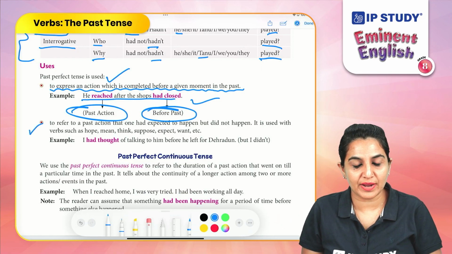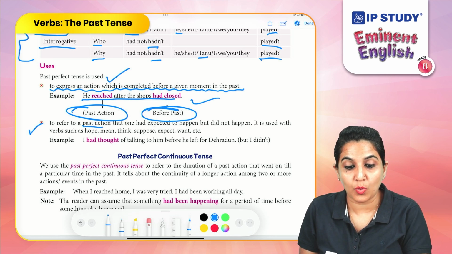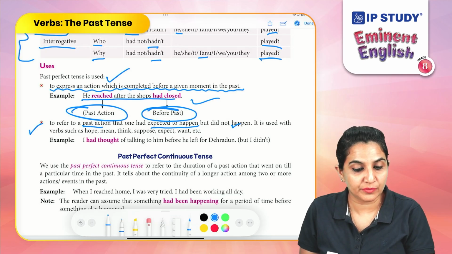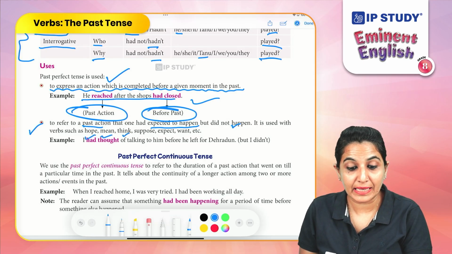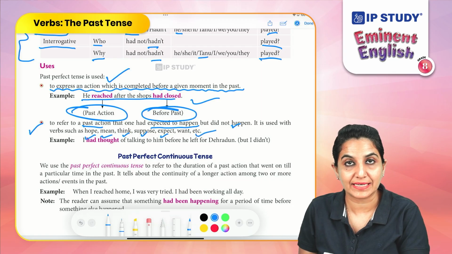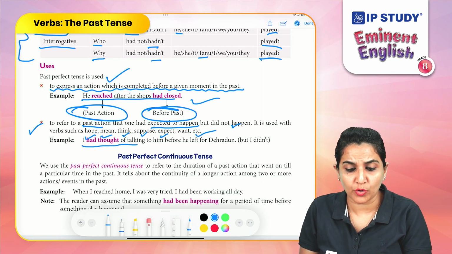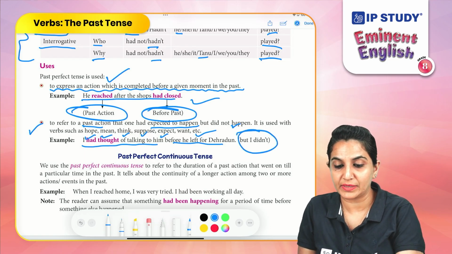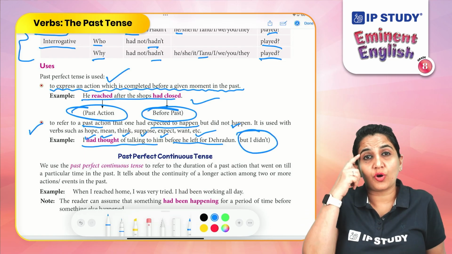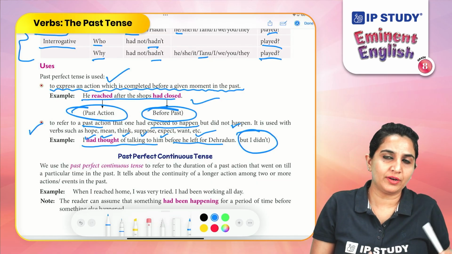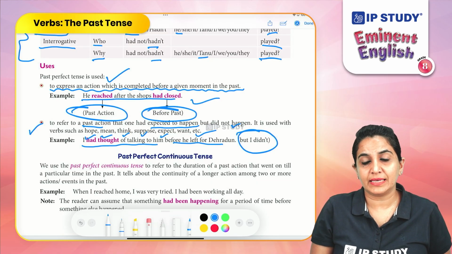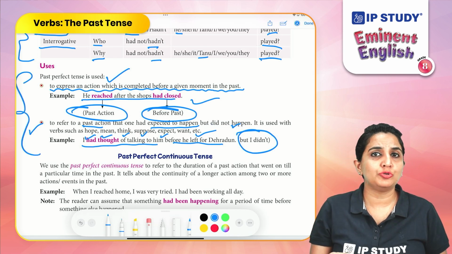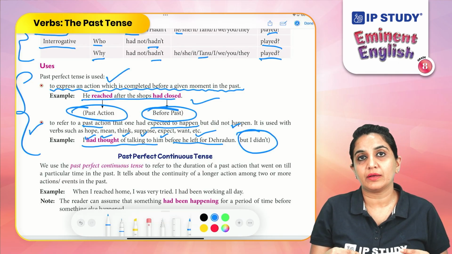It is also used to refer to a past action that one had expected to happen but did not happen. It is used with verbs such as hope, mean, think, suppose, expect, want, etc. I had thought of talking to him before he left for Dehradun, but I didn't. That means I didn't, but I had thought of talking to him before he left for Dehradun. So very clearly you can see that in these type of sentences, we get to know the sequence of the actions happening, right?